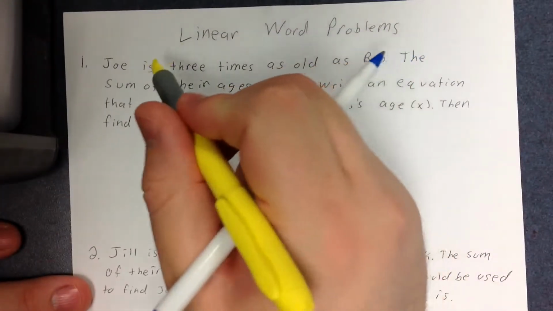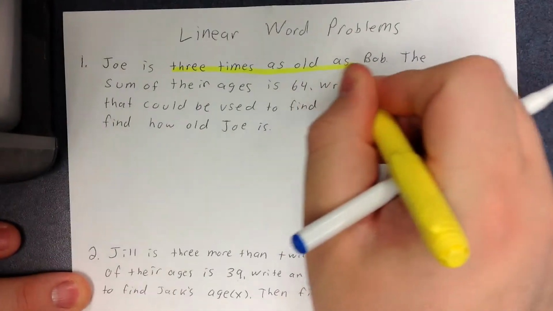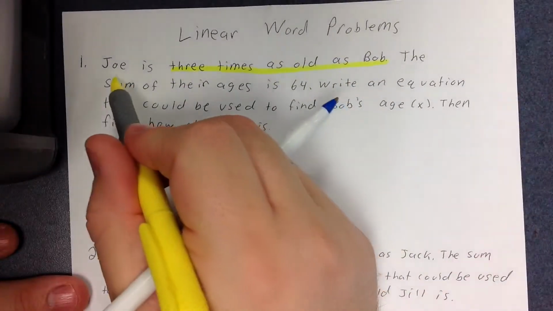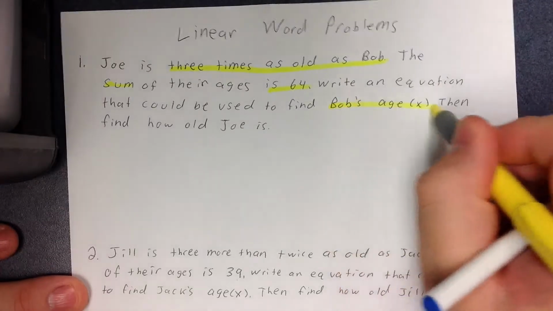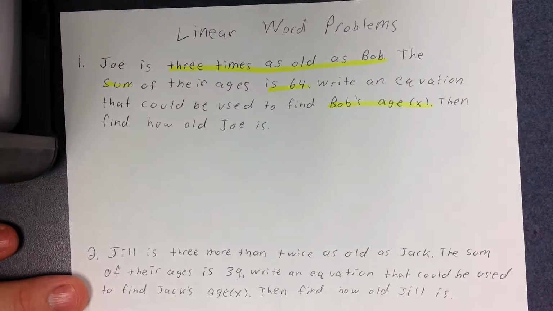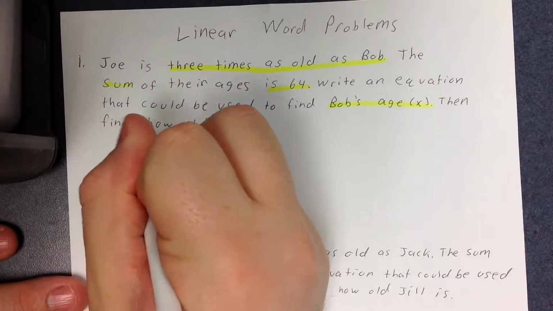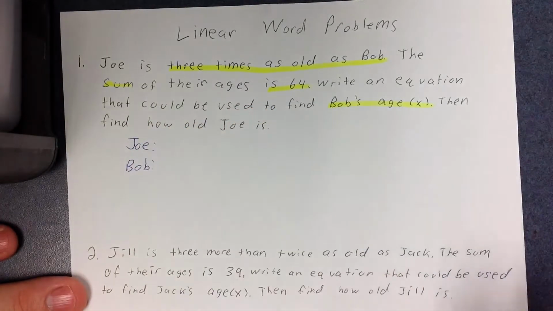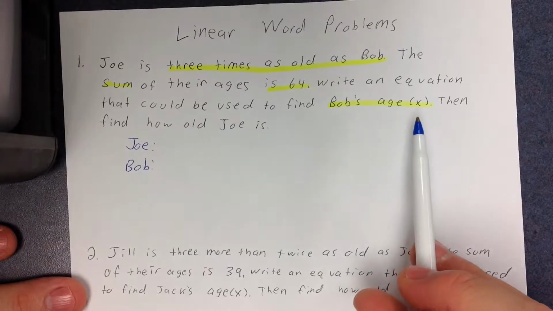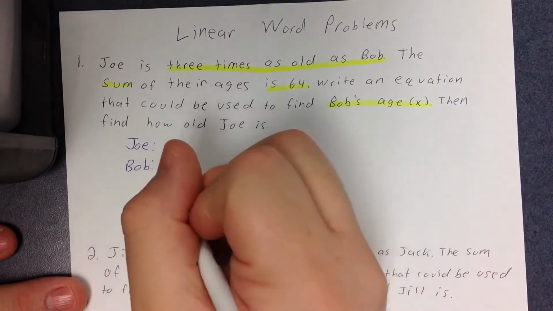So some keywords here. We got Joe is 3 times as old as Bob. The sum is 64. And we want to write an equation that finds Bob's age x. So on these type of problems, I like to start by writing the names, Joe and Bob. Then look at which one it told me to put as x. Bob's age x. So Bob is x.